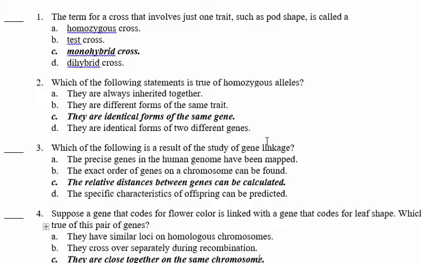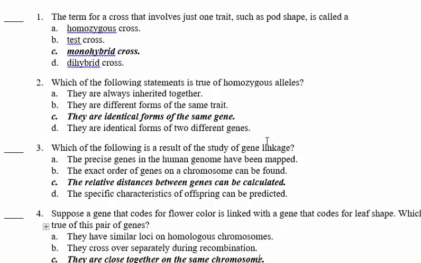Which of the following is the result of a study of the gene linkage? The relative distances between genes can be calculated. So the scientists discovered that during meiosis, part of the chromosomes cross over another chromosome, and all of this is done to increase the possibility of having more and more genes. So if there is a long distance between one gene and the other, these genes are not going to be linked when they cross over.